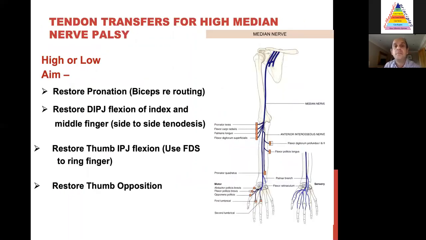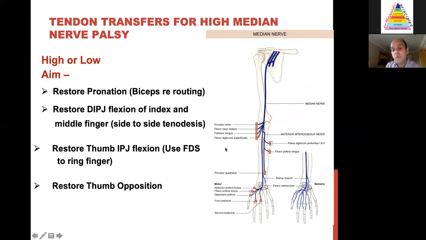So we will now go on to the tendon transfers. Now, if we know tendon transfers for high median nerve palsy, i.e. let's say at the elbow joint, then high and low is automatically covered. So what's the aim? The reason I put this picture here is this is the entire motor supply for the median nerve. So let's start from the top.